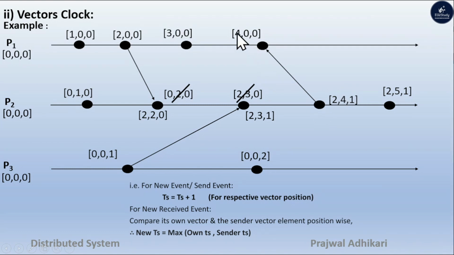So the maximum between 4 and 2 is 4, between 0 and 4 is 4, and between 0 and 1 is 1. So the new timestamp will be 4, 4, 1. Now if another event occurs, then this will be changed to 5, 4, 1. As this is an event of process 1, we have to increment this by 1. This is the timestamp of the new event in process 1. This is the example of the vector clock algorithm.